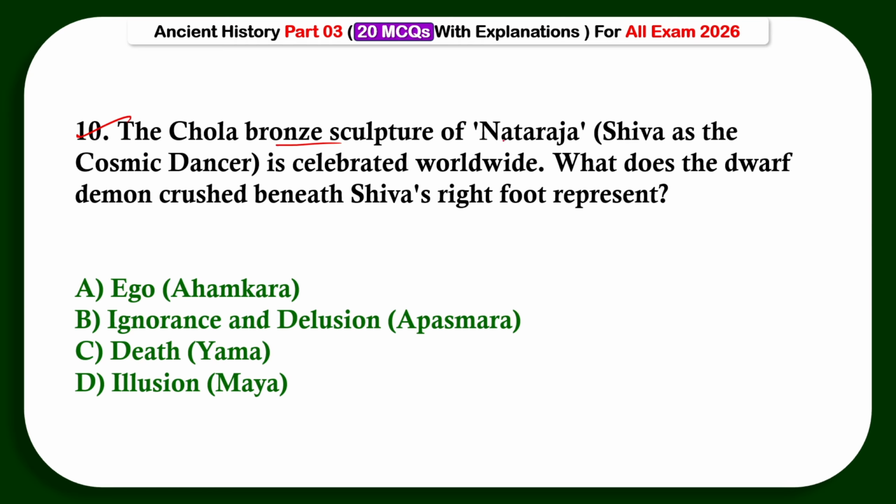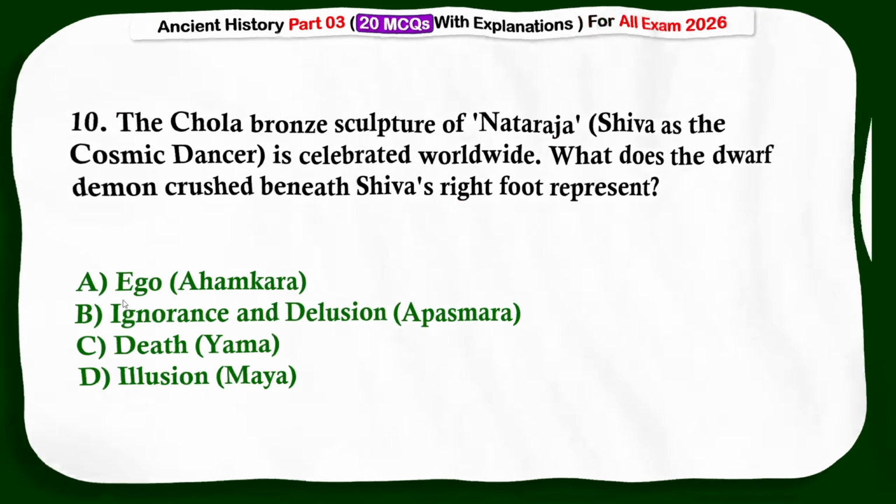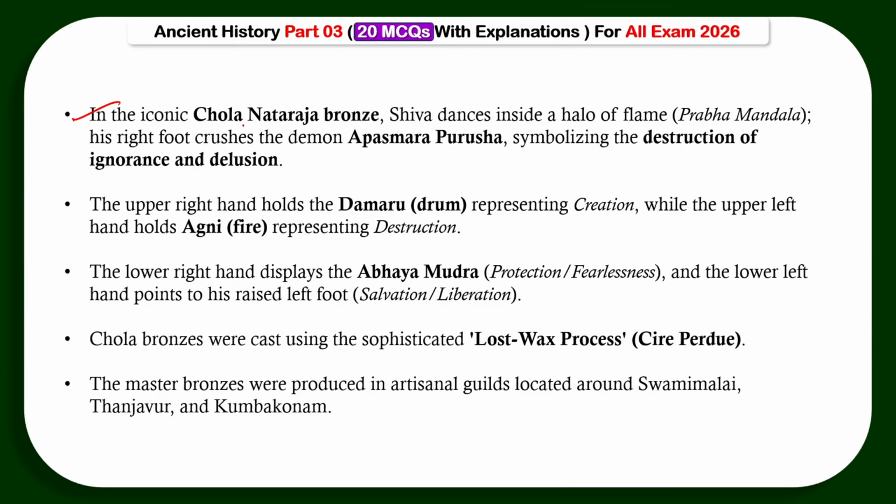Question 10. The Chola bronze sculpture of Nataraja, Shiva as the cosmic dancer, is celebrated worldwide. What does the dwarf demon crouched beneath Shiva's right foot represent? Option B, ignorance and delusion. In the iconic Chola Nataraja bronze, Shiva dances inside a halo of flame, Prabha Mandala. His right foot crushes the demon Apasmara Purusha, symbolizing the destruction of ignorance and delusion.